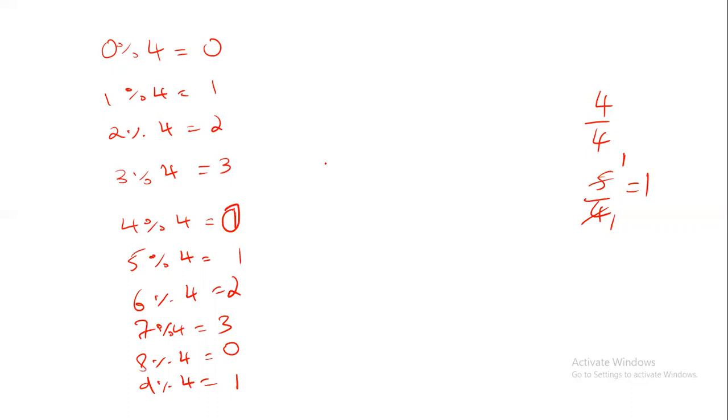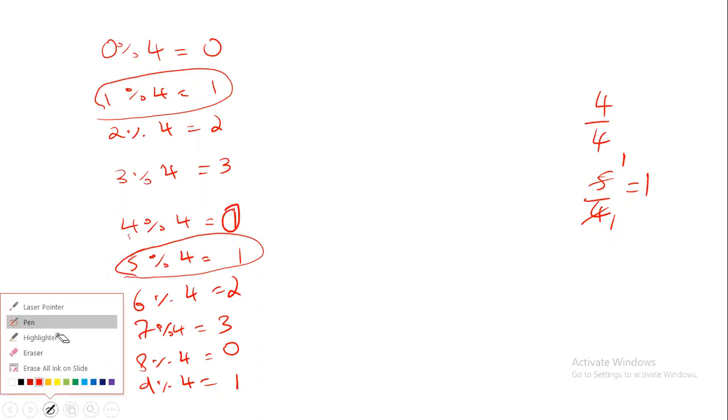If someone asks you what is 5 modulus 4, don't you think it is the same as 1 modulus 4? You see here the values are repeating, right? The values are repeating. Okay, let me erase this.